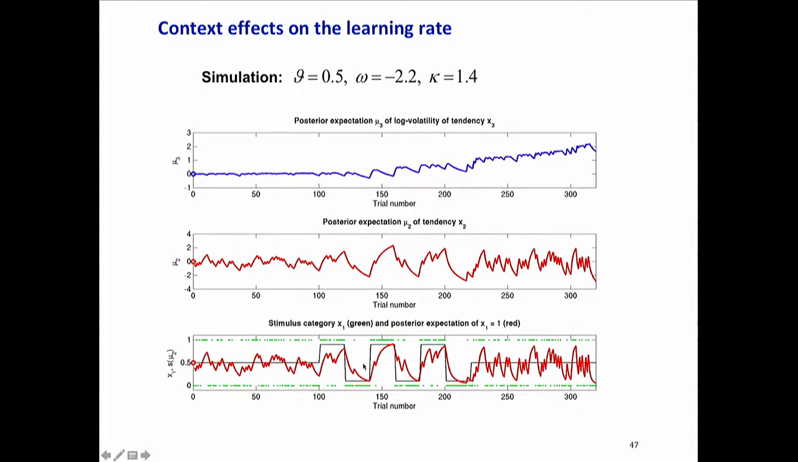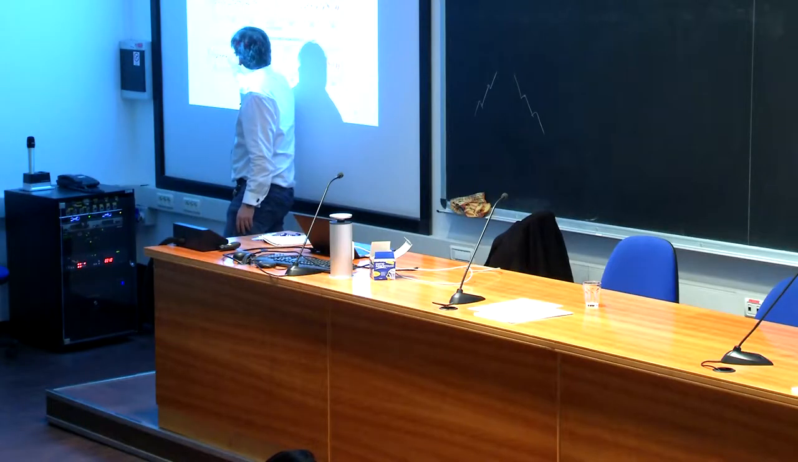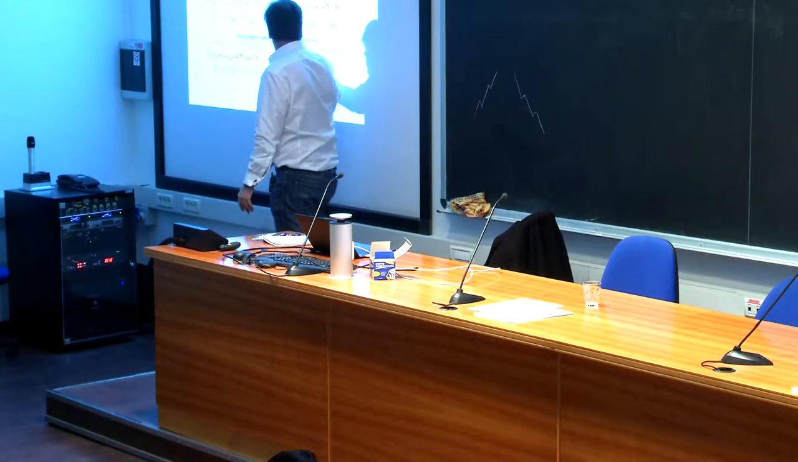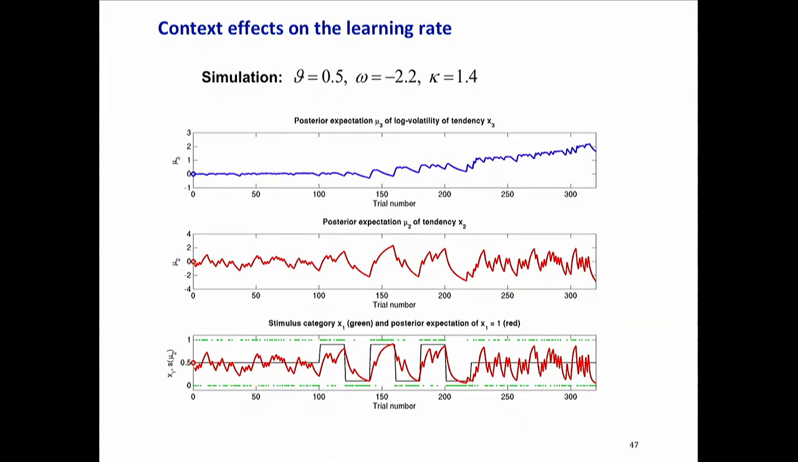Is this something you're generating? Yes, this is all simulation. And how do you choose the right parameters? There are no right parameters. There are just parameters that lead to different effects. Yes, exactly. And here, the effect I want to show is that the same inputs at the start lead to very different learning at the end, when the learning rate has increased because of an intervening period of volatility.